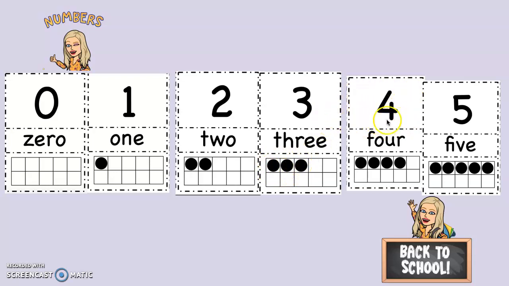This is the digit 4, the word 4, and the set for 4. So 1, 2, 3, 4. Good. And what number do you think this is? 5. So this is the digit 5. This is the word, how we spell the word for the number 5. And this is the set. So how many dots do we have in the set? 1, 2, 3, 4, 5. Very good.